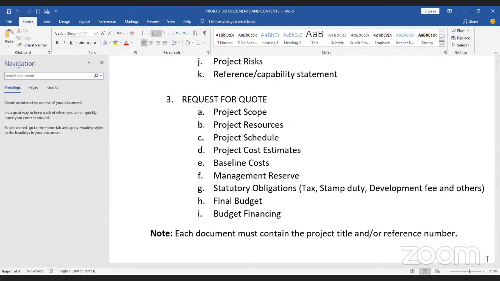So if your project is 15 million, you could decide to do 10% for management reserve, 20%, dependent on the risk factors of the project, all right? Then please ensure to add your statutory obligations, your tax, your stamp duty, for those of us that do development levies and all of that, put all of them there. Okay, if you're into construction, please, it's good you add all those things there so that you don't keep going to and fro demanding money. And then finally, you have your final budget.